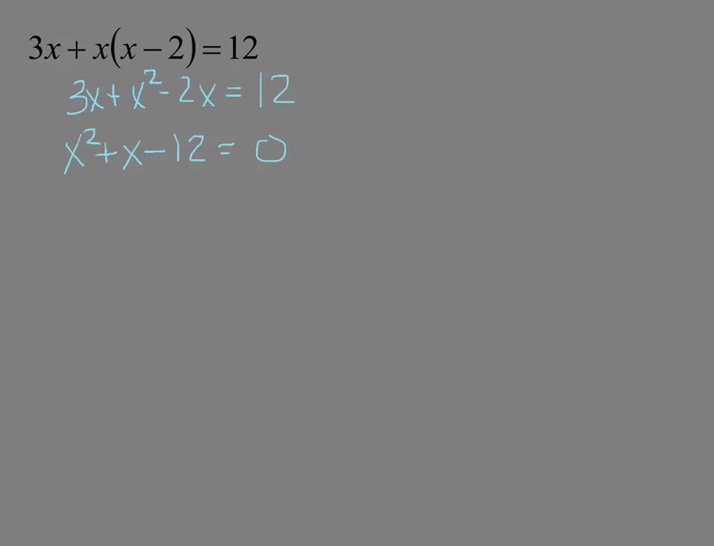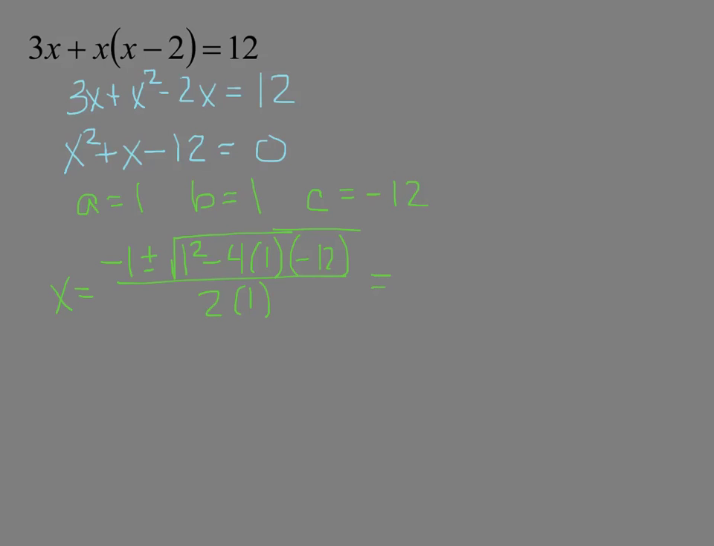So I'm going to get negative 12 equals 0. So in this case, my a value is going to equal 1, my b is also 1, and my c is going to be negative 12. If I plug that in, I'm going to get x equals negative b plus or minus the square root of b squared minus 4 times a times c, all over 2 times 1.